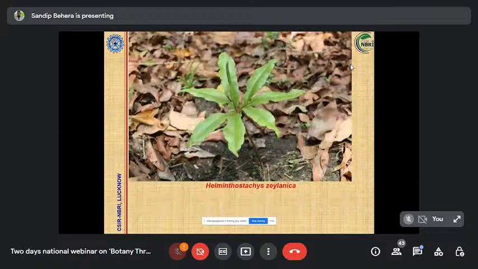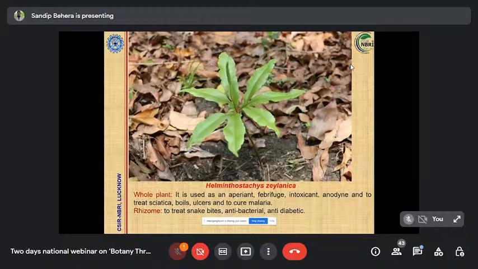Now Helminthostachys zeylanica. Earlier there were so many populations of this plant. Now this plant is also getting extinct because of the exploitation of nature. People are not taking interest in how it can be propagated. Simply they are going to nature and extracting the plant because it has high medicinal value. This whole plant is used as an anti-fever, antitoxicant, for sciatic, boils, ulcer, and it cures malaria. And the rhizome part helps in snake bites, and it has antibacterial property and anti-diabetic property.